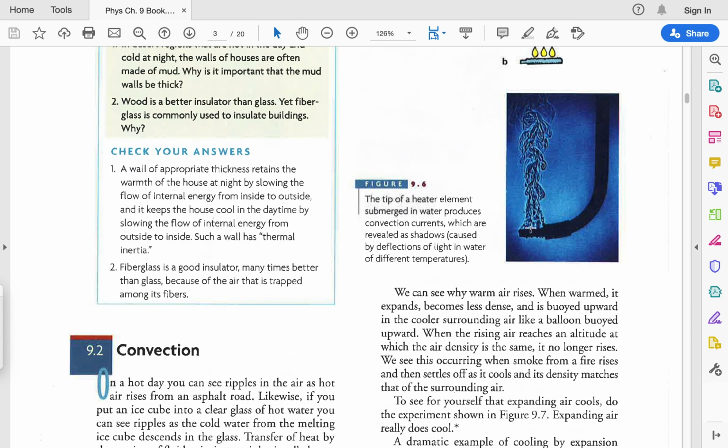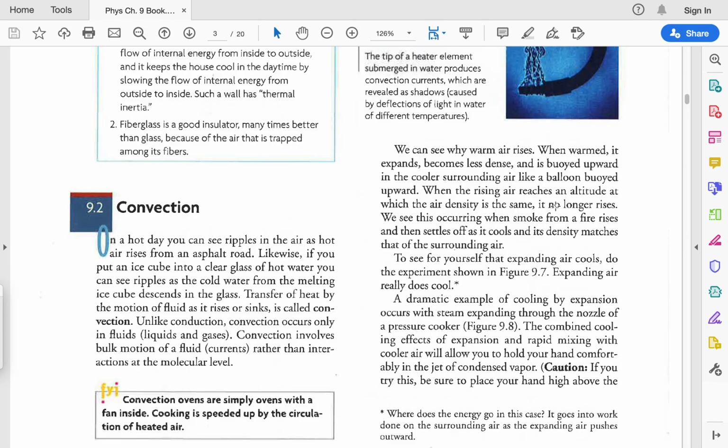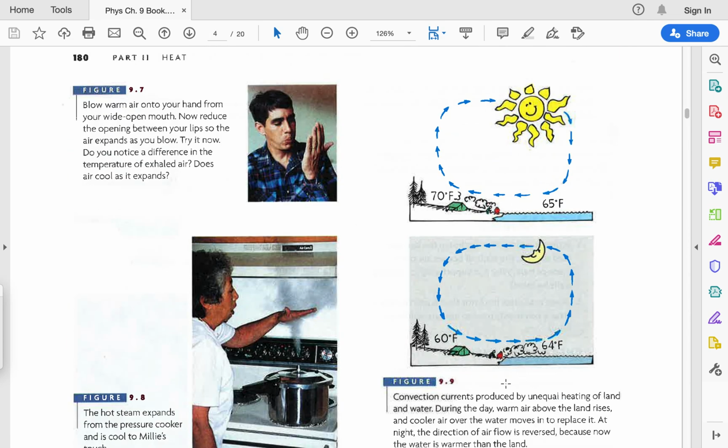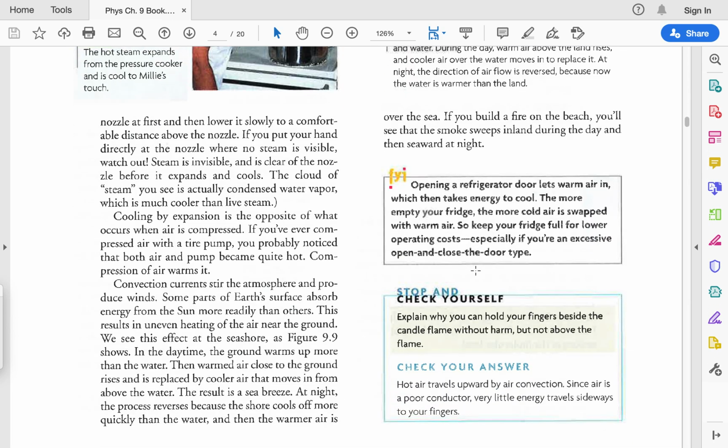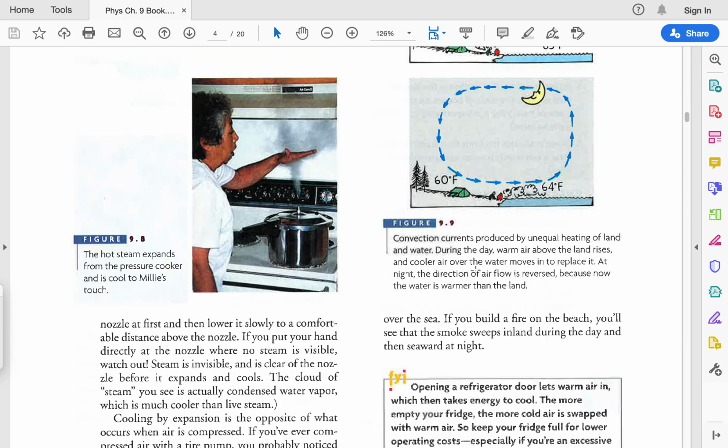Here's the tip of a heating element, and you can see the convection molecules in the water. So convection is through a fluid or a liquid, through air, like in an oven. We call that a convection oven. Why? Because the air is being heated, and it is increasing the temperature.